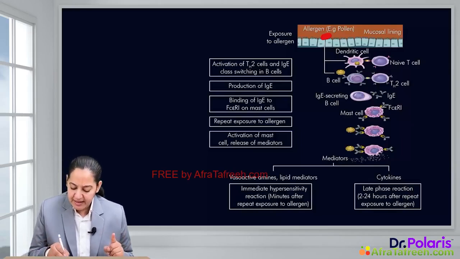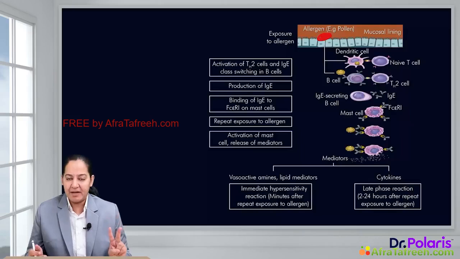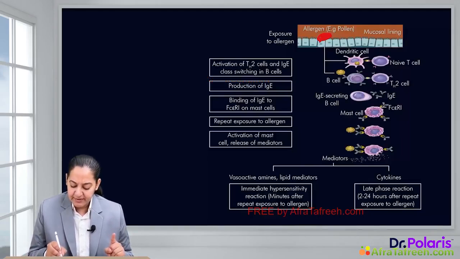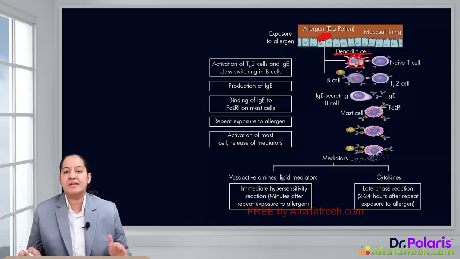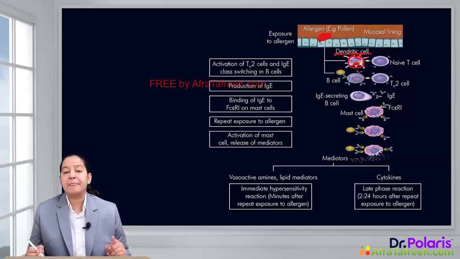So here you can see the allergen. The allergen can be anything. It can be pollen grain, it can be dust particle present in the air, it can be some pollutant present in the air, it can be anything. So whenever the allergen enters the human body of a sensitized individual, the first cell with which it comes in contact is the dendritic cell. Dendritic cells are the antigen presenting cells. So they engulf the antigen. You can see the antigen is engulfed by the dendritic cell.